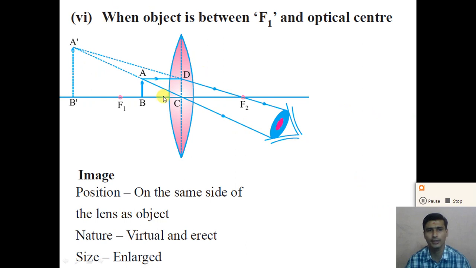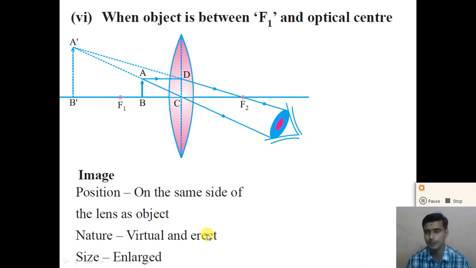So dear student, understanding this principle is very important. When the object is placed between the principal focus and the optical center, the image will be produced on the same side of the lens as the object is placed. The nature of the image is virtual and erect, and the size of the image is enlarged.